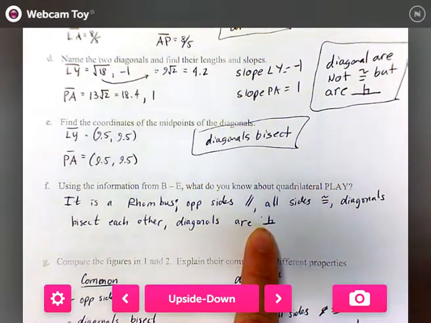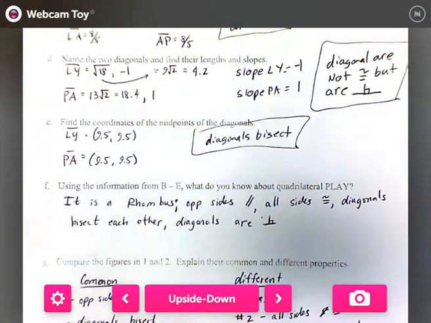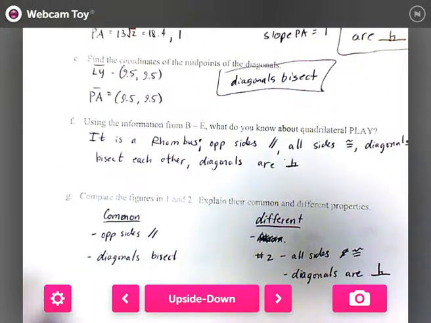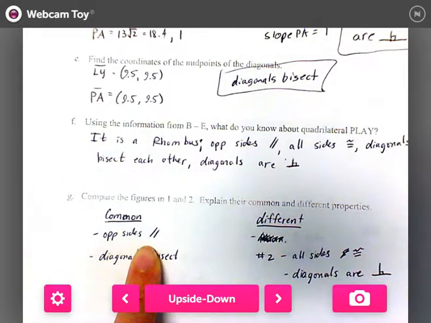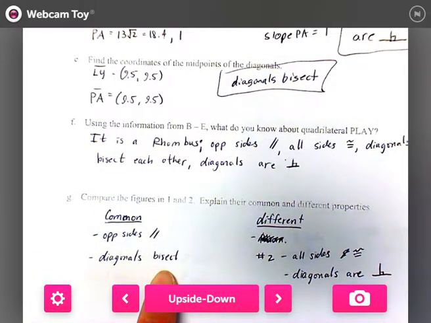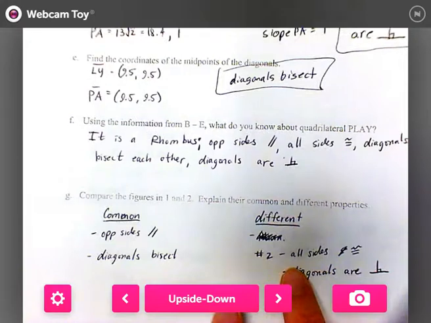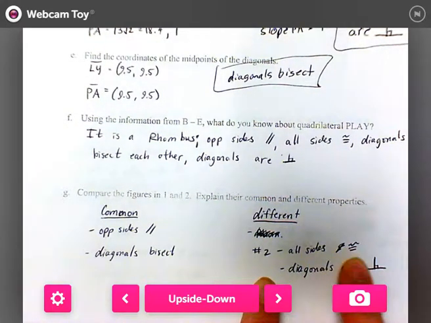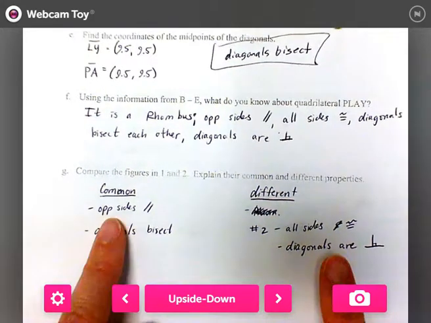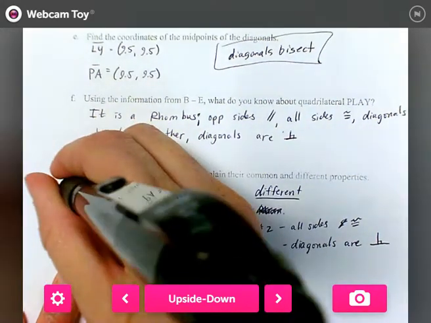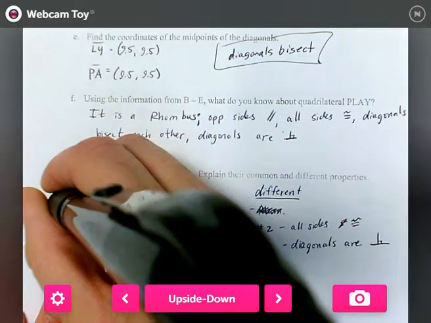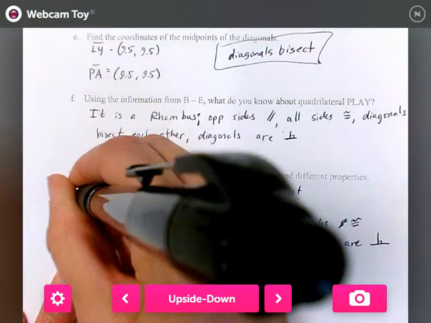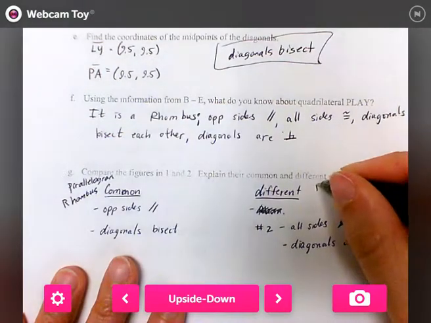So it is a rhombus because opposite sides are parallel, all sides are congruent, diagonals bisect each other, and diagonals are perpendicular. What is the same from figure 1 and figure 2? They both have opposite sides congruent, and the diagonals both bisect. The difference is all 4 sides are congruent for this one, and the diagonals are perpendicular. So this is what is common for parallelogram and rhombus, and this is the differences for parallelogram and rhombus.